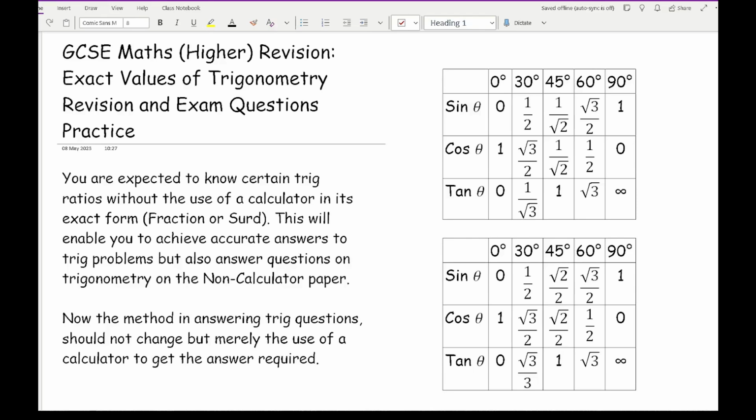Now this method in answering trig questions should not change the method of how you answer a trig question, but merely the fact that you won't need your calculator. So that's the only main difference.